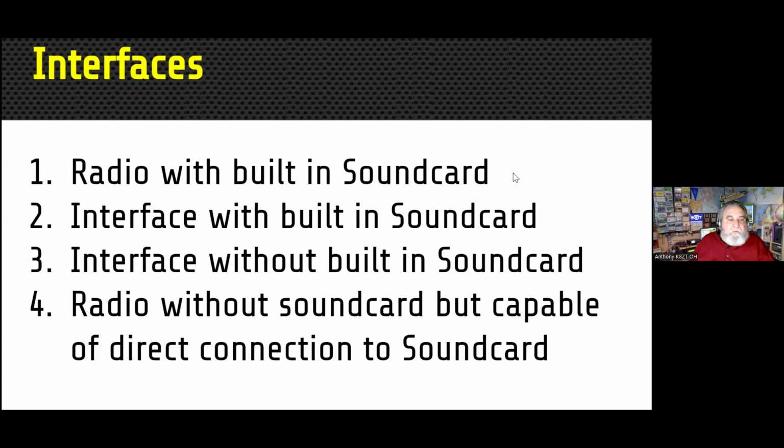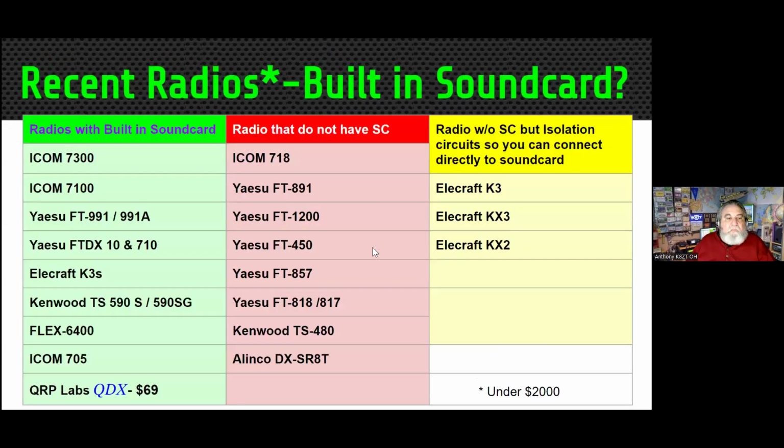There's really four types of interfaces: radios with built-in sound cards, interfaces with built-in sound cards, interfaces without a built-in sound card, and a radio without a sound card but capable of direct connection to the sound card in your computer. So I put together this little chart, and this is already outdated because some other radios have come out since then. But radios with built-in sound cards include most of the radios built in the last 10 or 10 plus years, with a few exceptions, and I'll mention those.